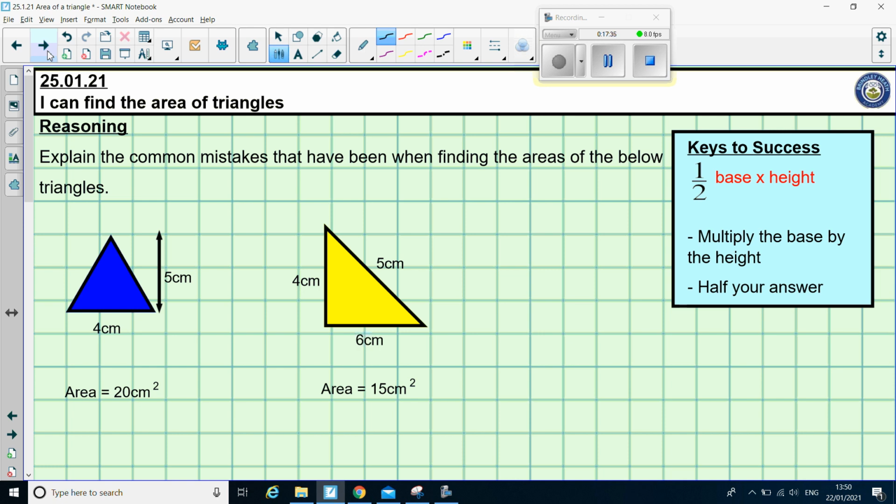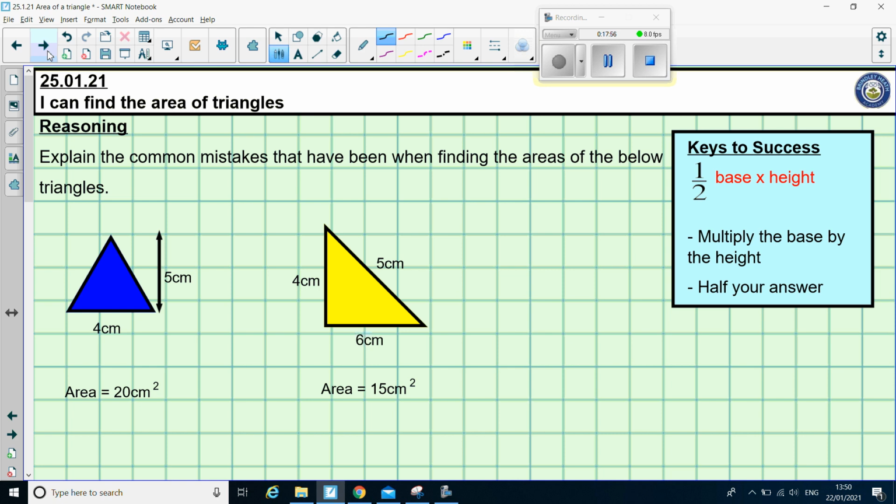Okie dokes. So the blue triangle, the mistake that the person has made is they have done 4 times 5, which is 20 centimetres squared, but then they've written that as the area. They have forgotten to half it. Remember, to find the area of a triangle, we have to do the base times height and then half it. They have forgotten to half it.